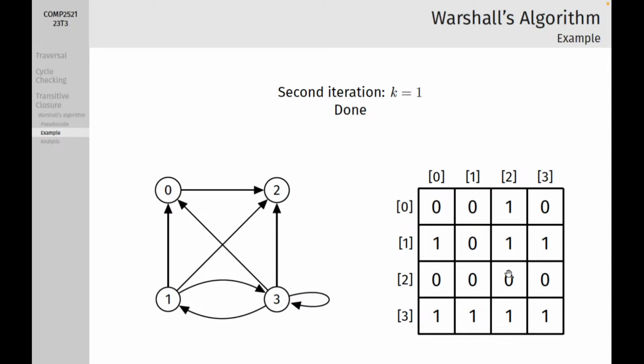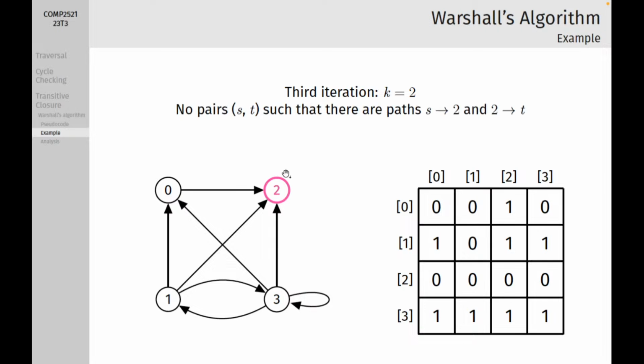Right, so we're continually adding edges to our graph to indicate whether there is a path between two vertices. So in the next iteration, k is 2, and we see that there are actually no pairs of vertices such that the first vertex has a path to 2 and 2 has a path to the second vertex. That's because 2 doesn't have any outgoing edges. So that means we just don't update the matrix. There's nothing to update.